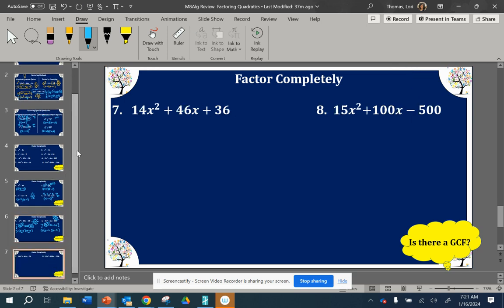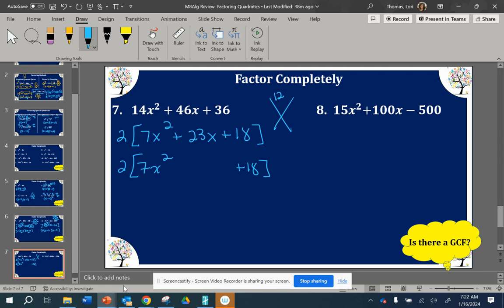Okay, on our last two, we have a GCF. These are all even numbers, so I know at least a 2 can come out, and that gives us 7x squared plus 23x, and then we have plus 18. And now I'm definitely going to use my calculator to help me split the middle term. So here we go. 7 times 18, that's going to give us 126. And then we have a 23 on the bottom.